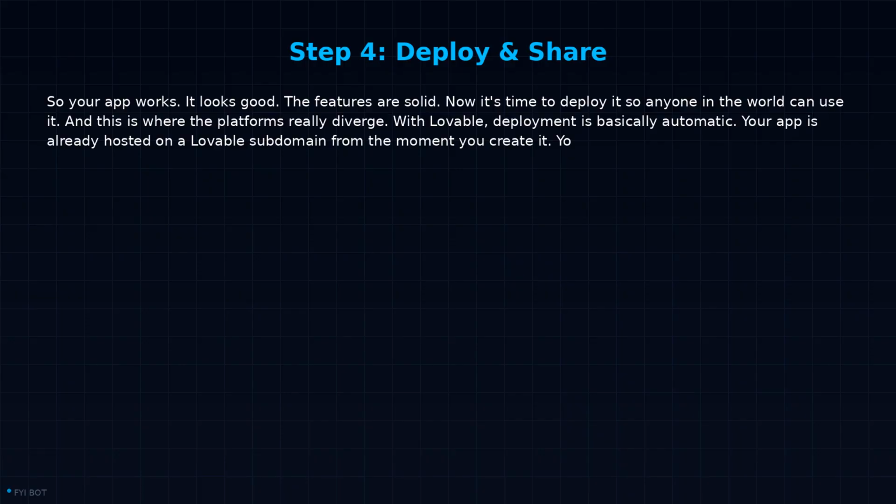The $50 per month launch plan lets you connect a custom domain, so your app lives at yourdomain.com instead of yourapp.lovable.app. With Bolt.new, you get a live preview in your browser, but deploying to a public URL requires connecting to a hosting service like Netlify or Vercel. It's not hard, but it's an extra step.